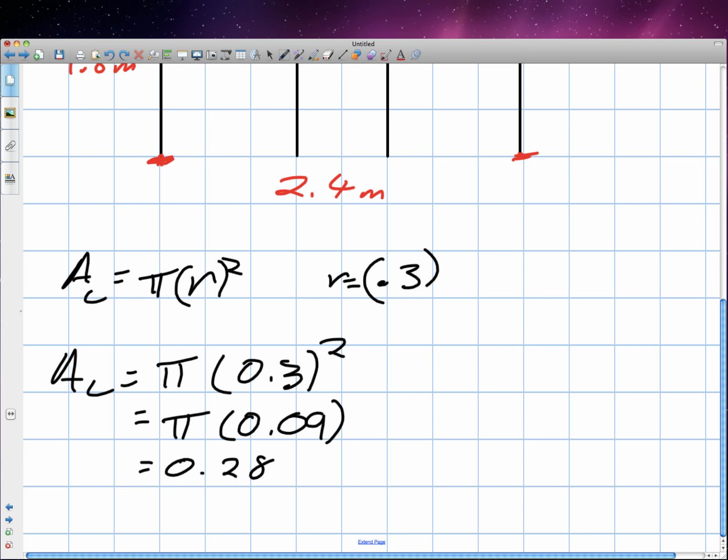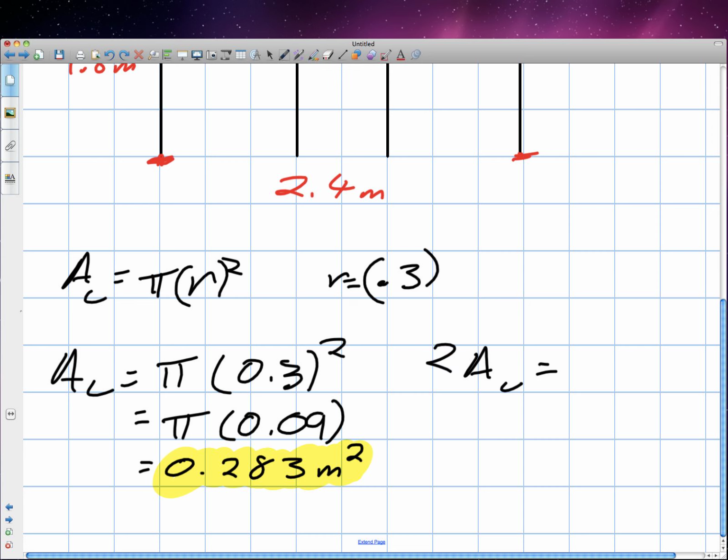Okay, how many circles are there? 2. So how do I quickly figure out the total area of the windows? Multiply by 2. So the area of both circles, let's say 2 times it, so we'll put a 2 in front of it. The 2 circles, area would be 0.565 meters squared.